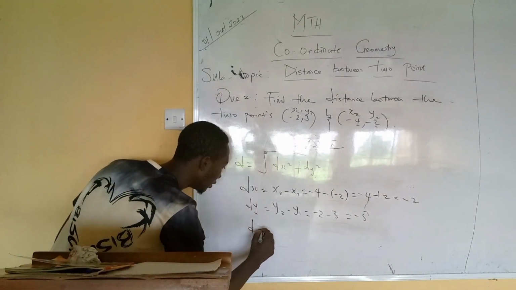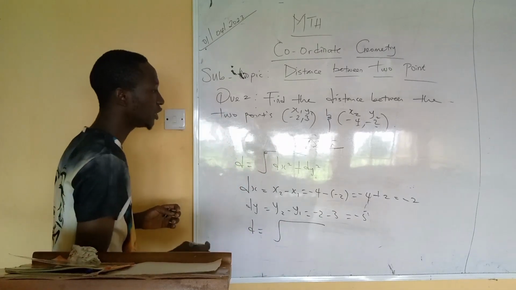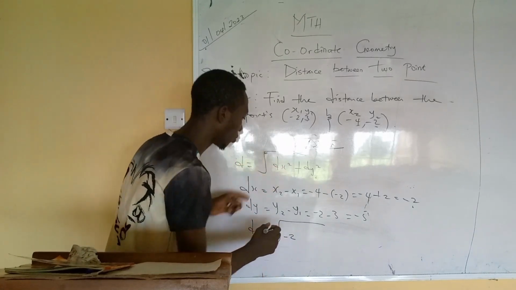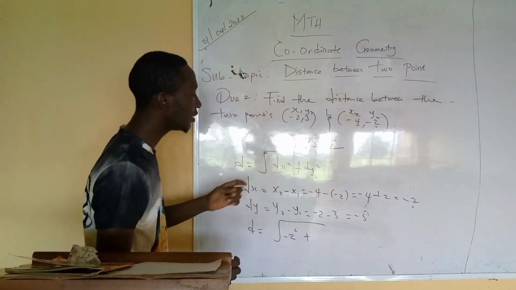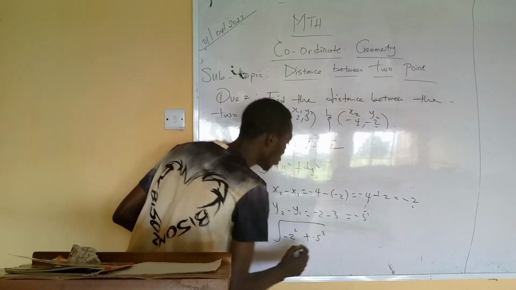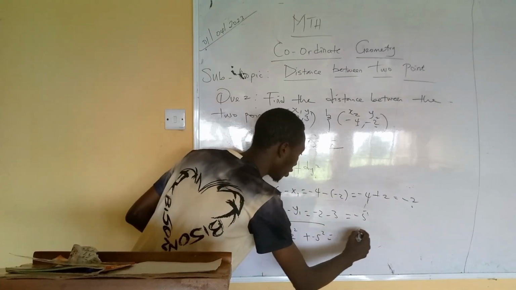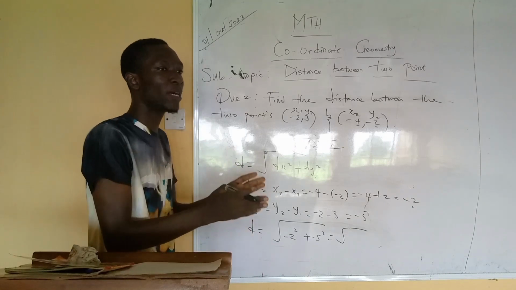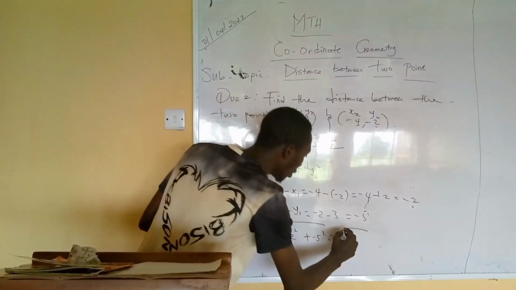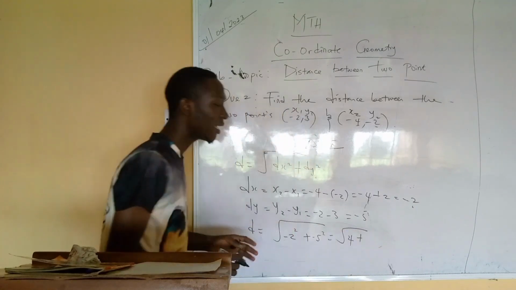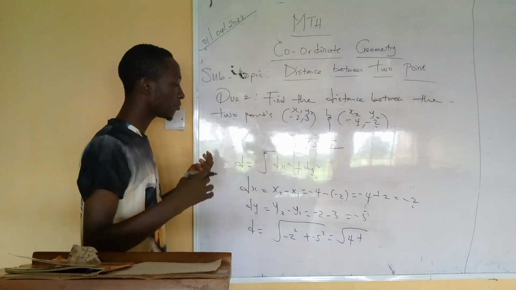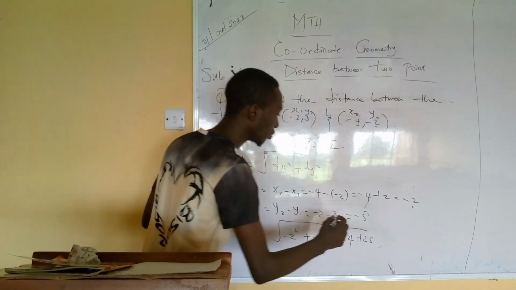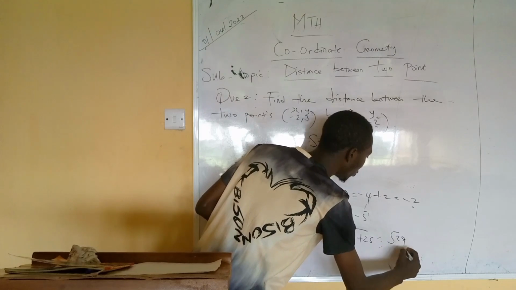Now apply the distance formula, which is change in x squared. Change in x is minus 2, we put square. Plus change in y is minus 5, we put square. Now root. Minus 2 raised to 2 just simply means minus 2 times minus 2, then it becomes 4. Plus minus 5 raised to 2 is just minus 5 times minus 5, and it is 25. So 4 plus 25 is what? 29. So our answer is root 29.